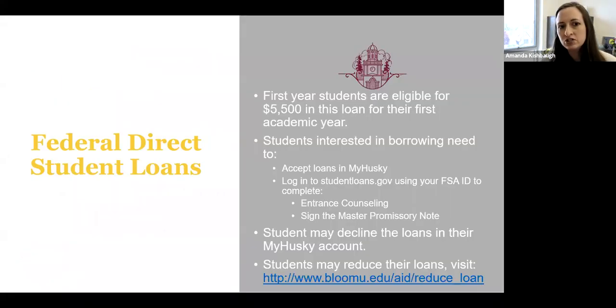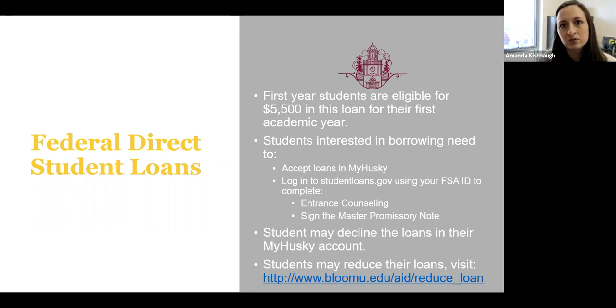So transitioning into some of the programs that generally get the most questions, let's talk a little bit about the federal direct student loans. Just by doing that FAFSA form, a student is eligible for a federal direct student loan, regardless of family income. For first-year students, the limit is $5,500 for a dependent student. Once we assign that loan and offer it through their MyHusky account and in their award notification, there are some additional steps that students need to take in order to secure that funding. And we have those steps listed here on this slide.